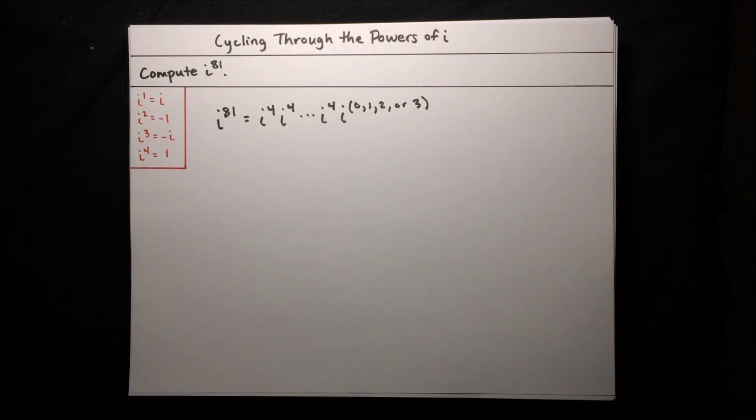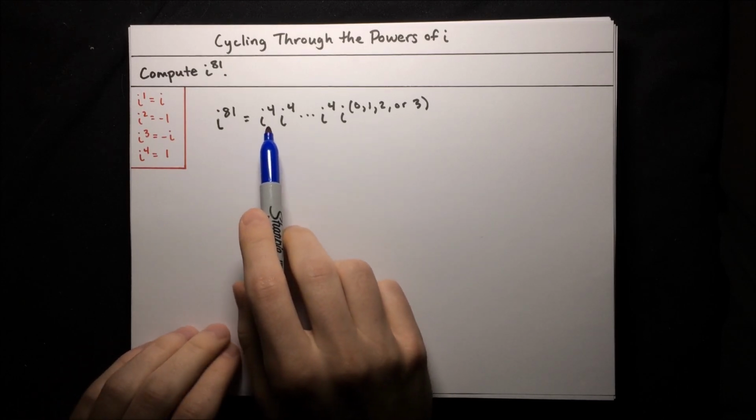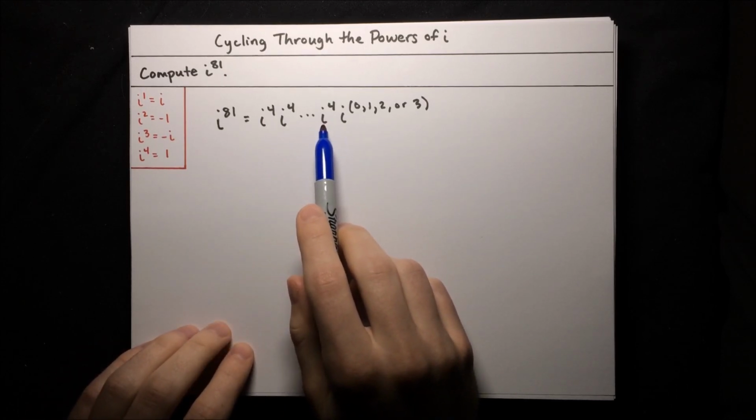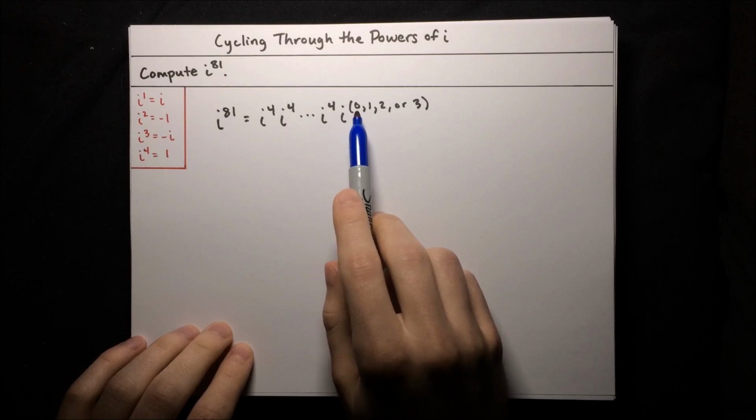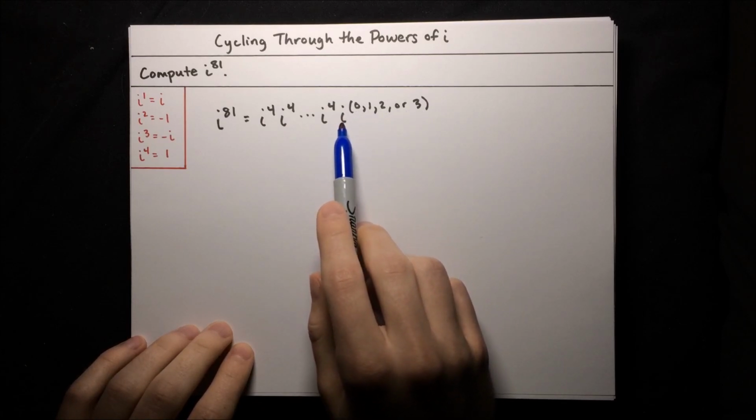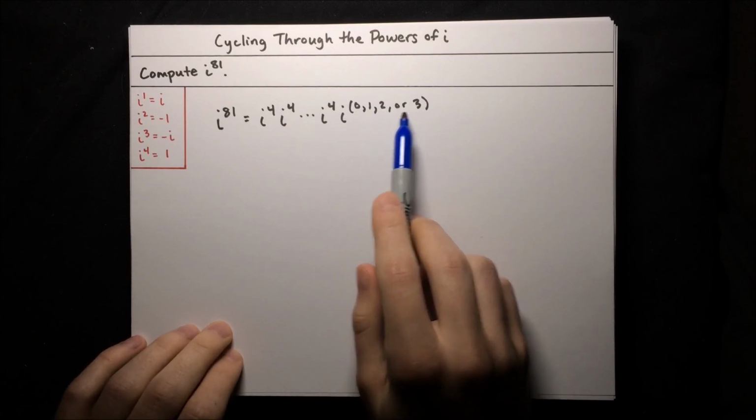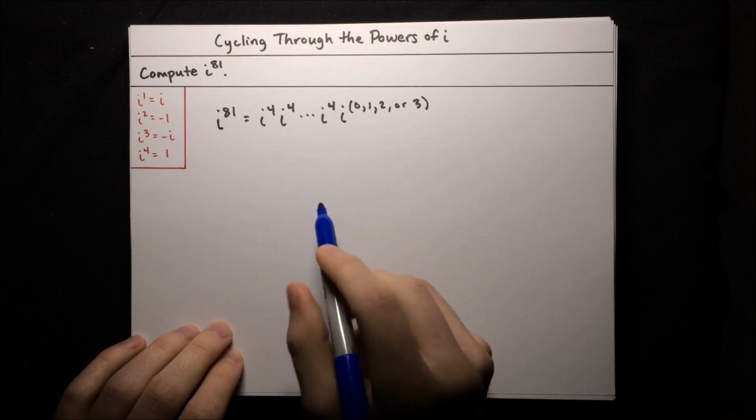Now the big idea here is that in order to figure out how many i to the fourths we need, and also in order to figure out what the exponent on the very last i term is, all we have to do is division, 81 divided by 4.